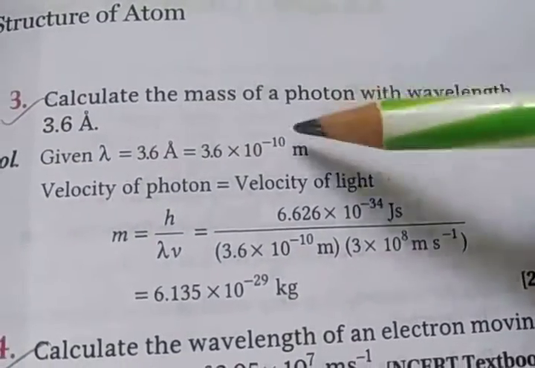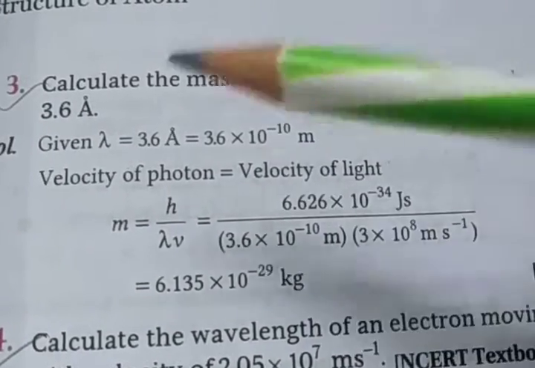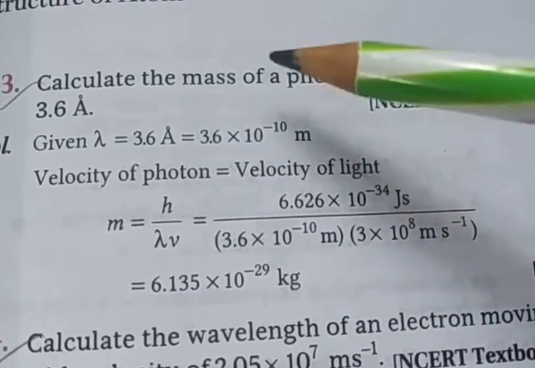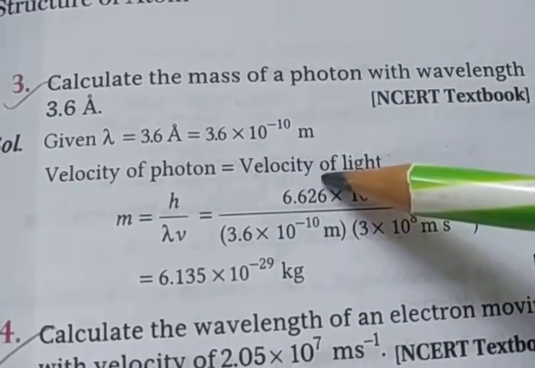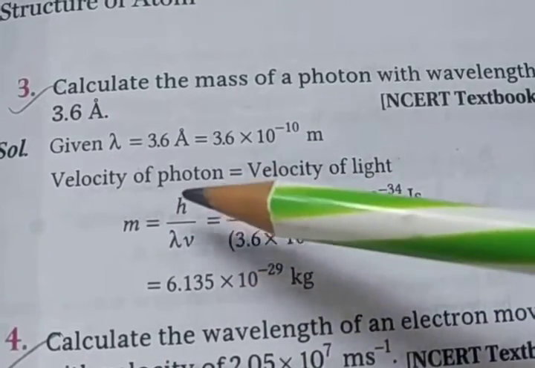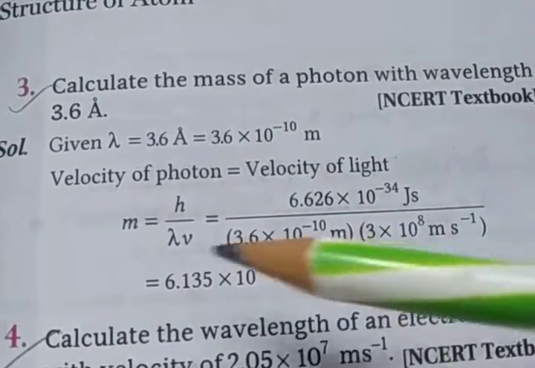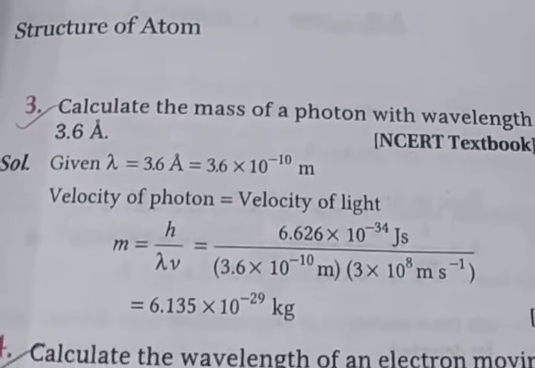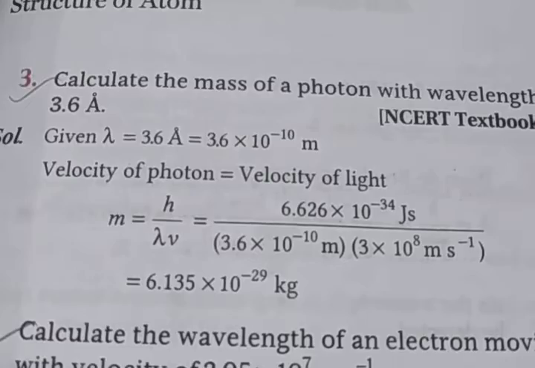Next question is, calculate the mass of a photon with wavelength 3.6 angstrom. It is a very easy question. The wavelength lambda is 3.6 angstrom, converted into meters by multiplying by 10 to the power minus 10. According to the formula, the velocity of the photon is equal to the velocity of light. So mass is equal to h upon lambda v. Here h is the Planck constant, lambda is the wavelength given, and v is the speed of light, 3 into 10 to the power 8. So calculate, and this value comes to 6.135 into 10 to the power minus 29 kg.